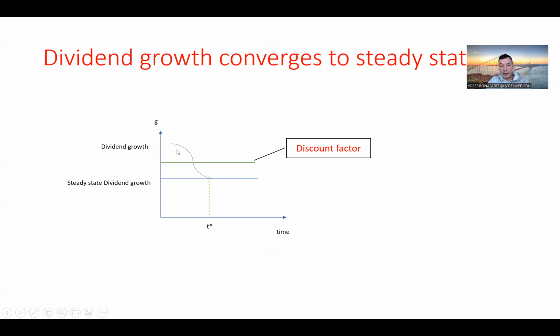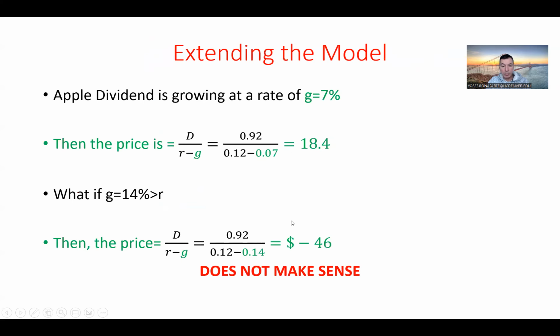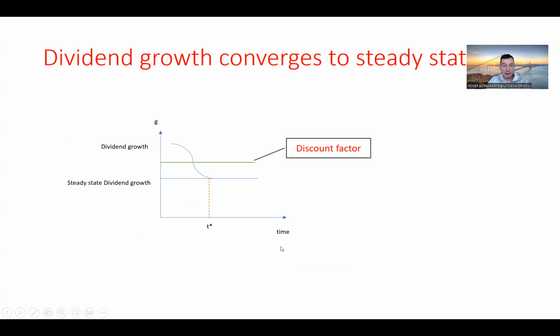So it could be higher than the steady state, and if it's above the discount factor, then you will have a negative price. It doesn't make sense. But it could also be below the steady state. And therefore, we cannot use this model. We need something more.